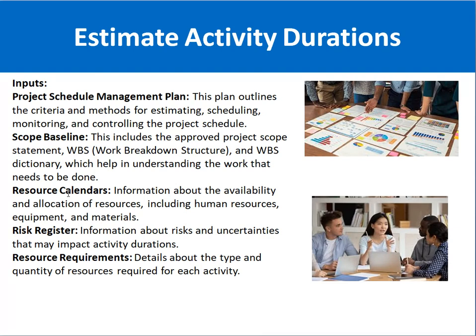Resource requirements tells you about the type and quantity of resources required for each activity. For example, two software developers are required. One server is required for testing. One is required for production. One DevOps resource is required. So basically, this tells you about the resource requirement.